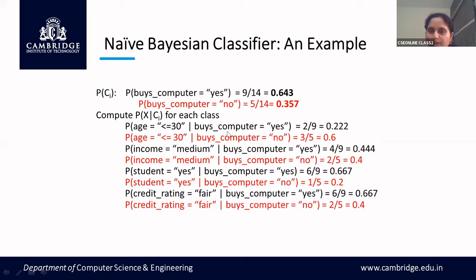So what are we doing here? We are finding out the maximum likelihood. What is the maximum likelihood of age with respect to buys computer yes? Maximum likelihood of age with respect to buys computer no. Similarly, maximum likelihood of income with respect to buys computer yes, then likelihood of income with respect to no. Likelihood of student with respect to buys computer yes, likelihood of student with respect to buys computer no. Similarly, you will also find out for credit rating.